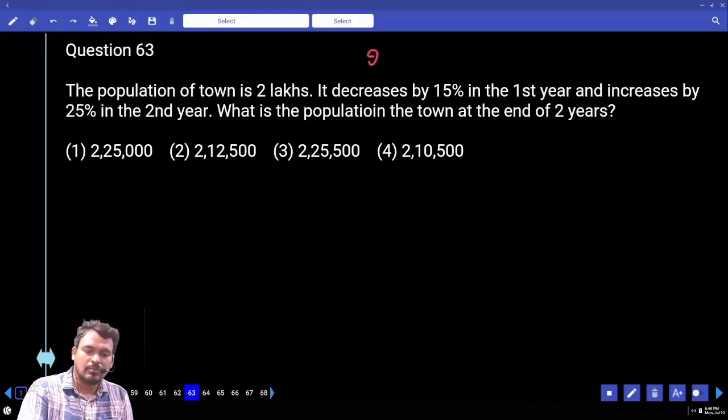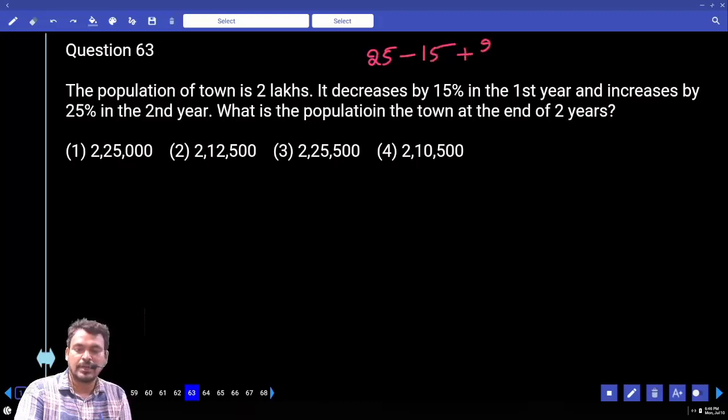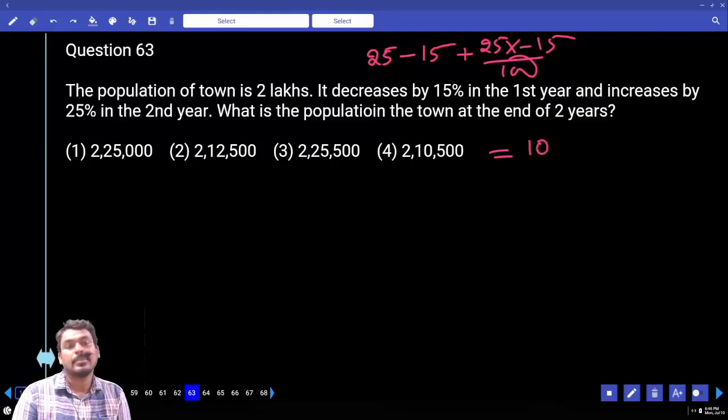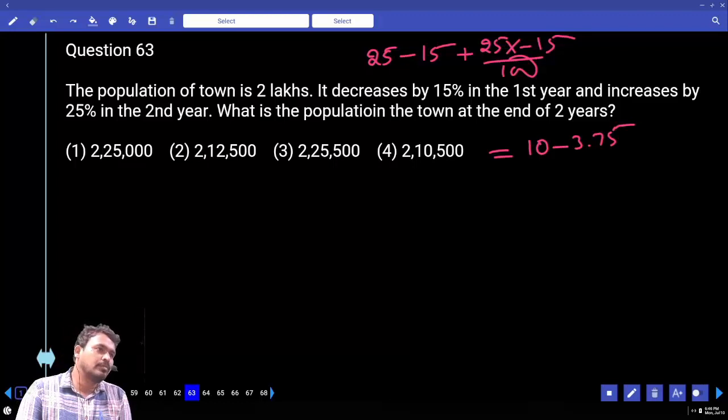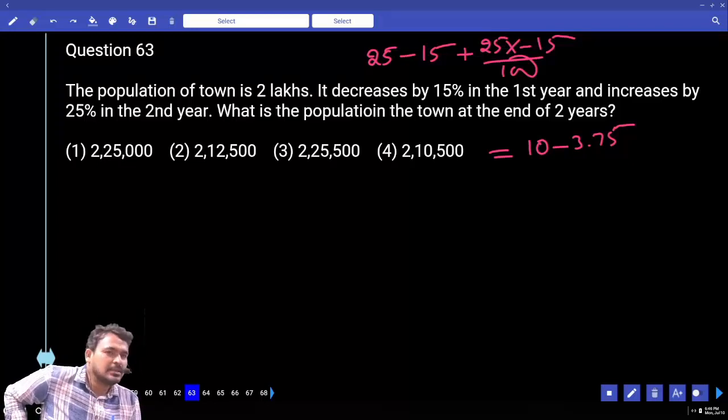What is the a value? Plus 25. b value, minus 15. Plus 25 into minus 15 by 100. 25 minus 15 is 10, minus 3.75. 25 into 15 is 375. 375 by 100 means 3.75.